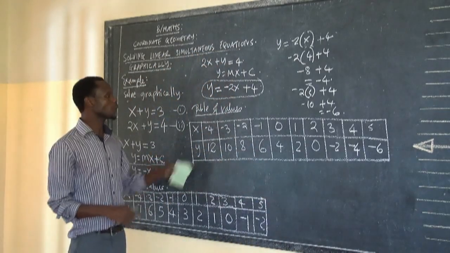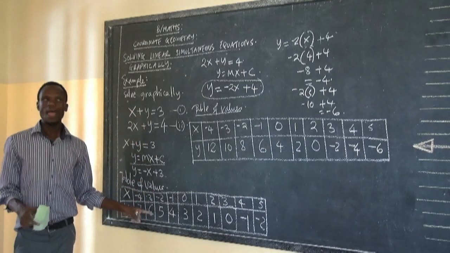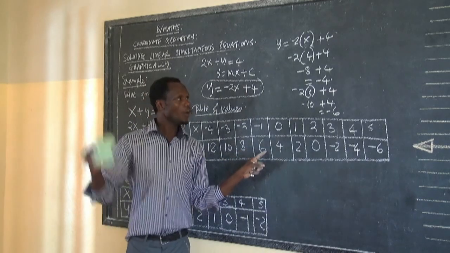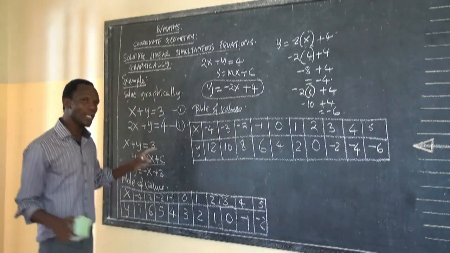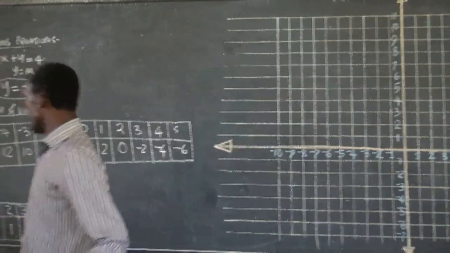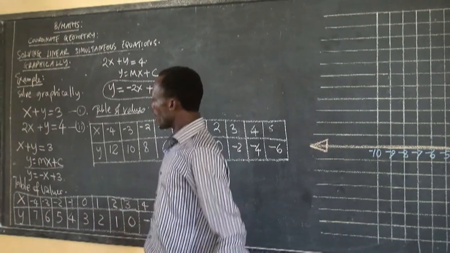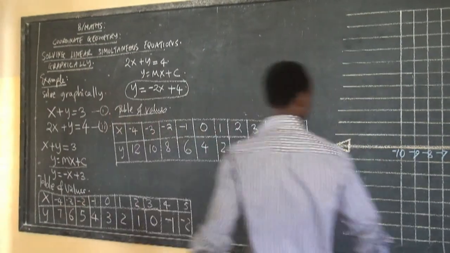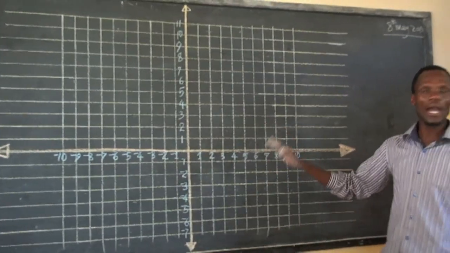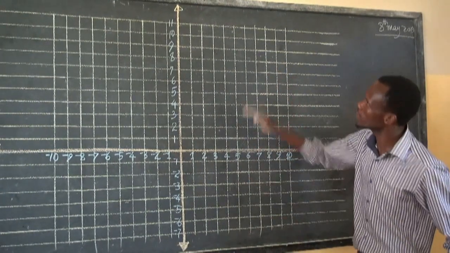Now the table value for the first equation is here, and the table value for the second equation is here. Now we need to locate our points on the graph paper. We may start with the first equation. This is our graph. We have drawn our graph and it is very beautiful as you can see here.